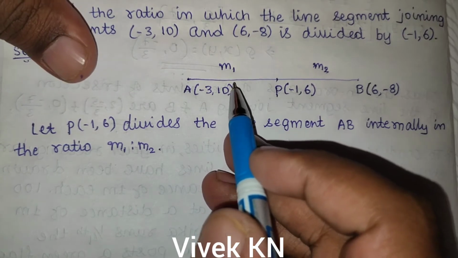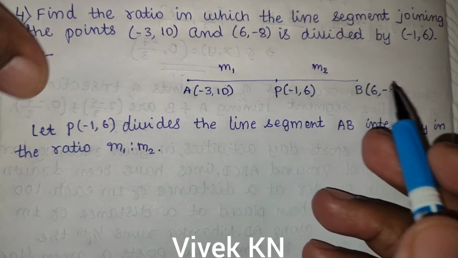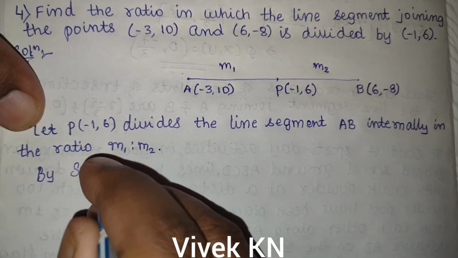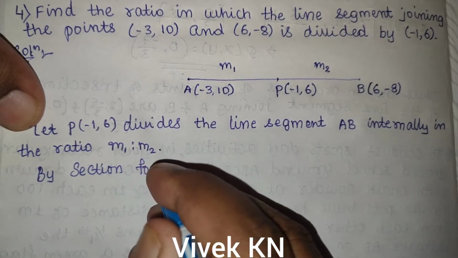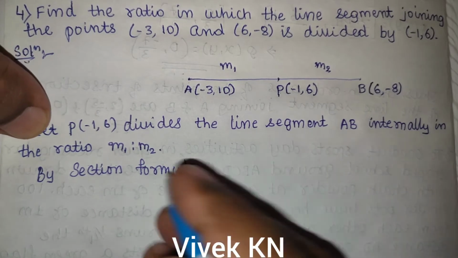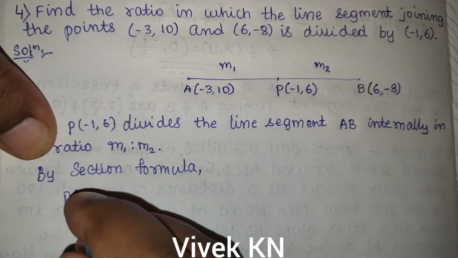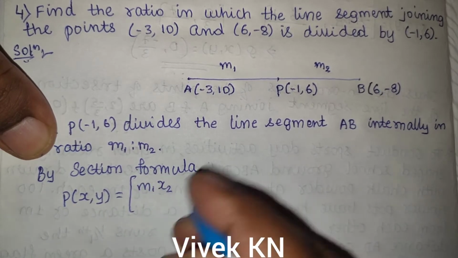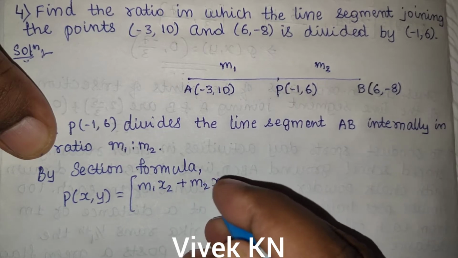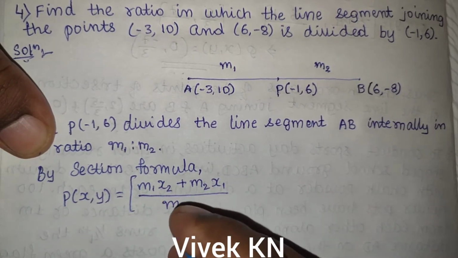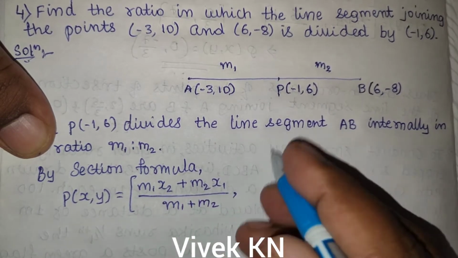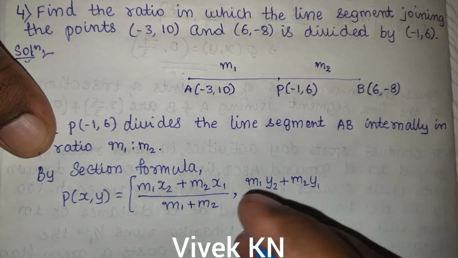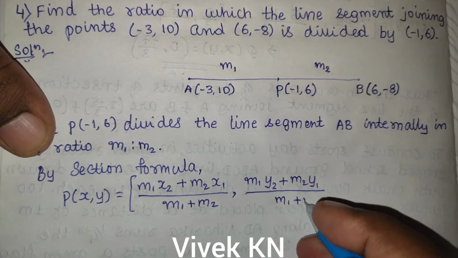Now by using the section formula we can easily find out the values of m1 and m2. By the section formula, P of x, y is equal to (m1x2 plus m2x1) divided by (m1 plus m2), and (m1y2 plus m2y1) divided by (m1 plus m2).